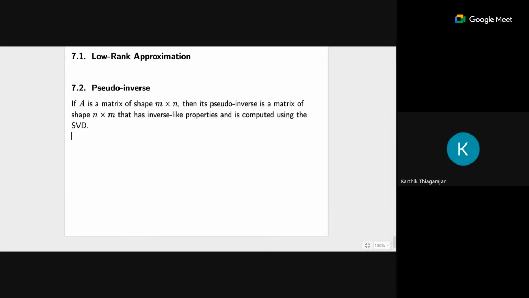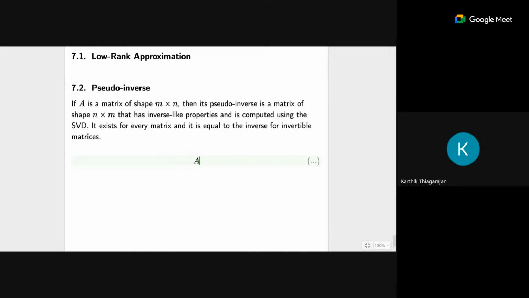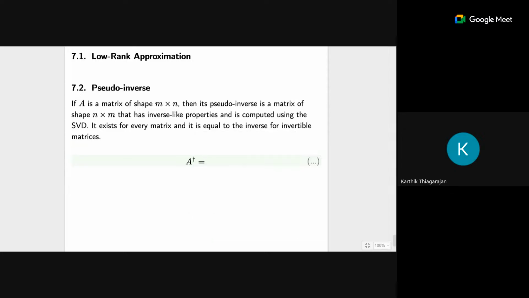Okay, the nice part is that it exists for every matrix, not just invertible matrices, obviously, and it is equal to the inverse for invertible matrices, right? So that is the nice part about it. So you usually represent it as a dagger. Okay, this is called a dagger. Instead of A inverse, it's A dagger.